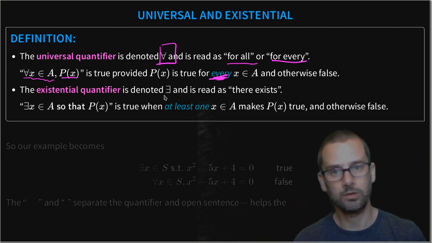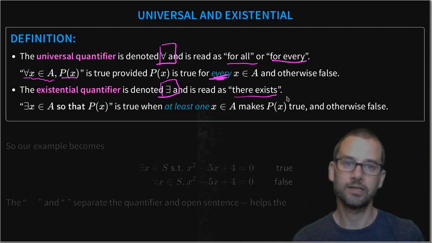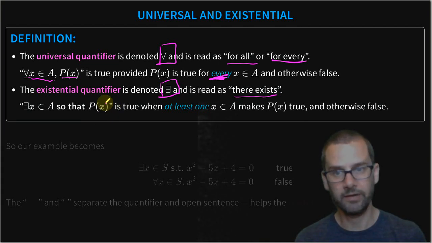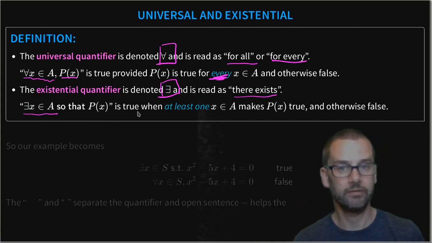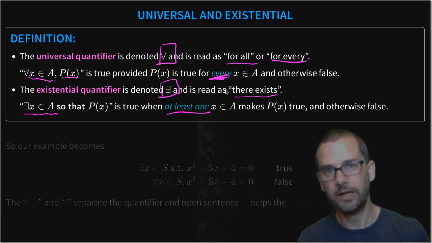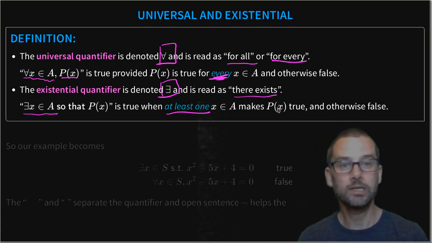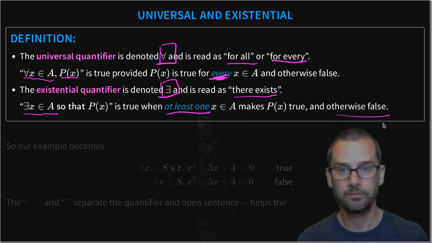The existential quantifier, which is denoted with this backwards E, is read as there exists. Again, we can take our open sentence p of x and turn it into a statement by adding this: there exists x in A so that p of x. This is true when we can find at least one value of x in A that makes it true. So we don't need it to be true all the time, we just need it to be true once, for one value of x taken from A. And if we can't do that, it's false.